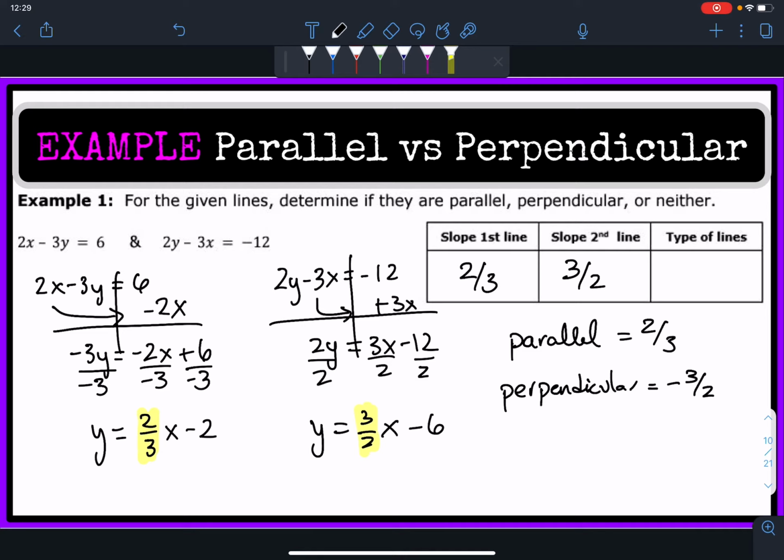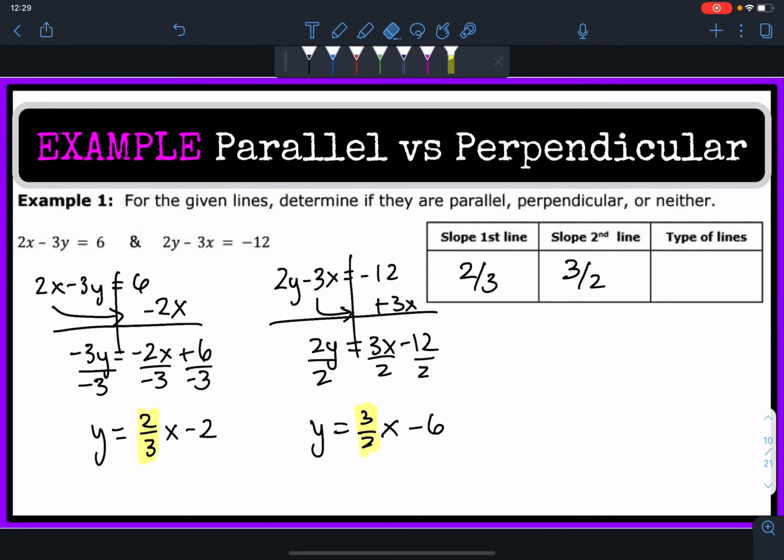So it was close. They're not the same numbers, so parallel is definitely out. But they're not perpendicular either, because even though the numbers are flipped, there are two conditions to be perpendicular: they have to be opposite signs. Since this one is positive and this one is also positive, it is not going to be perpendicular. So here it is neither. They are neither parallel nor perpendicular to each other.